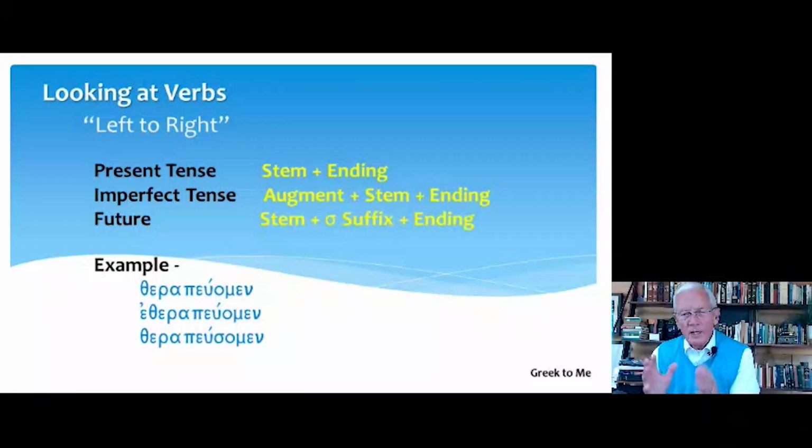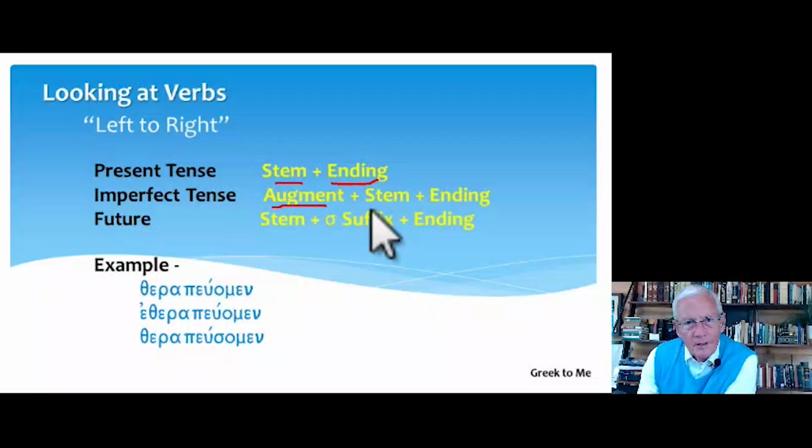Now, a very, very important principle that I've stressed and will continue to stress, and that is the principle of looking at verbs from left to right. Don't start off with the ending. Now, if you'll remember, my emphasis with the present tense was to notice that we have a stem plus an ending. The imperfect tense that we saw in chapter 6, we had a prefix to augment our stem, and then our ending. Now with the future, we have the stem, the sigma suffix, and then the ending.